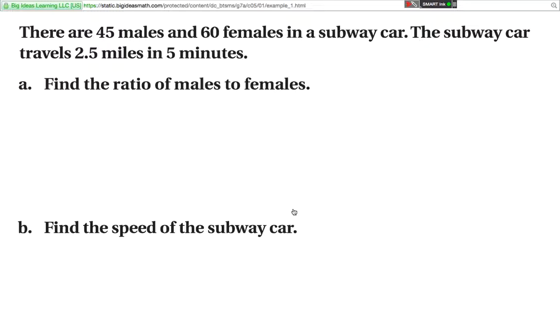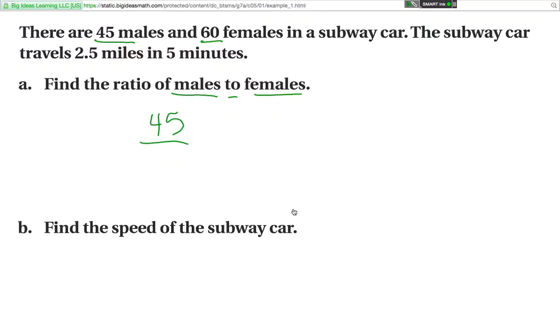The biggest mistake people make is they don't pay attention to what the words are saying, and they don't pay attention to the order. So as long as you pay attention to the exact words, okay, and the actual order of them, you're going to be okay. So find the ratio of males. Look at the males first. Well, in the problem, there are 45 males. So I'm going to write 45. I'll write it as a fraction. You don't have to, but we're used to writing it as a fraction. It's much easier to simplify. Then the females.